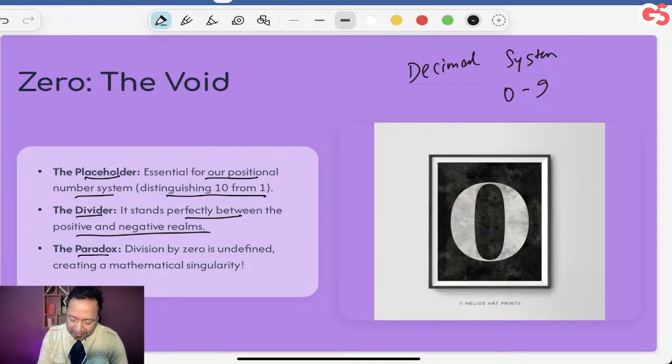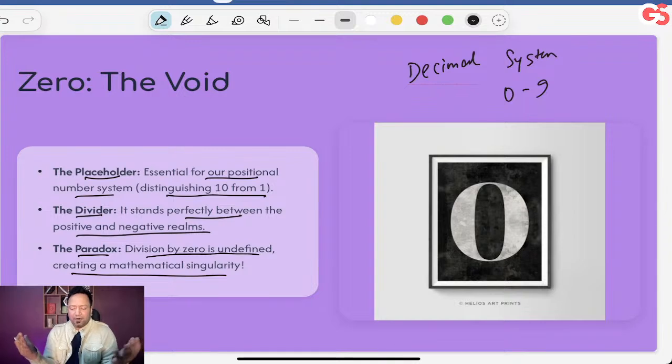The paradox: division by zero is undefined, creating a mathematical singularity. What is a singularity? Things which are not defined. So anything divided by zero is not actually defined. People call it infinite. People say that 1 by 0 is infinite, 2 by 0 is infinite, but the reality is it's not actually defined. Infinity is something which is defined in terms of language. We don't know how much it is, but it is infinite. Still, there is a definition. But when it comes to not defined, there's no definition at all. That is zero.